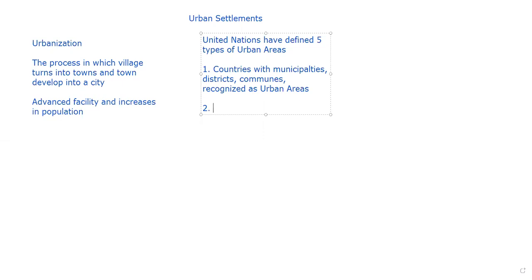Type 2 includes the countries which give urban area status to places having a specific minimum size.